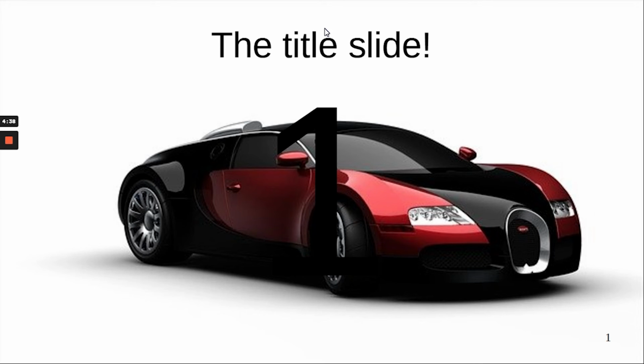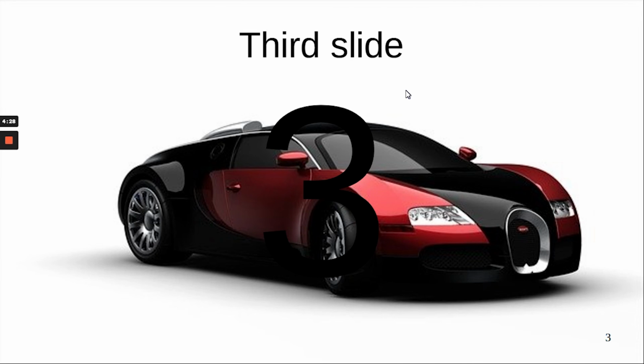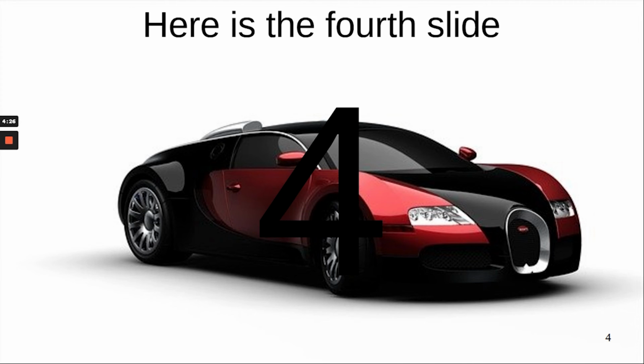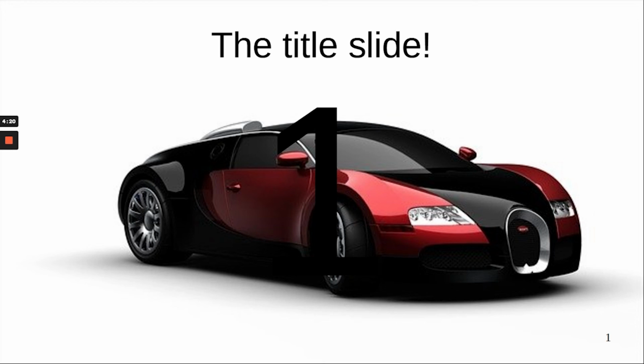To advance the slides, all you need to do is left click, and it will take us to the next slide. You can also use the down and right arrows, or you can use the left and up arrows to go backwards. When you go backwards, you'll notice that there is no transition.